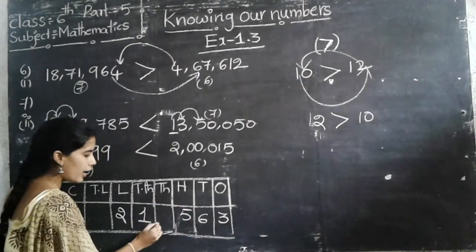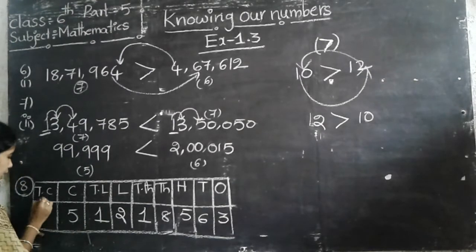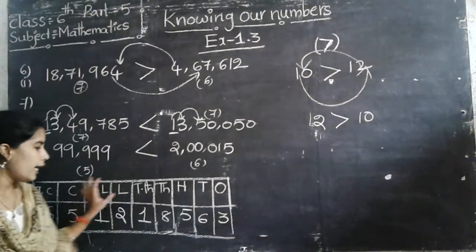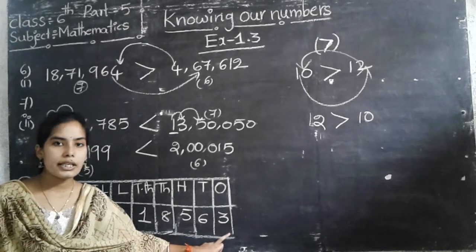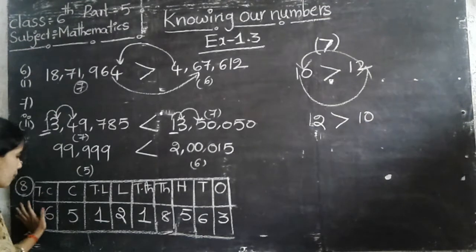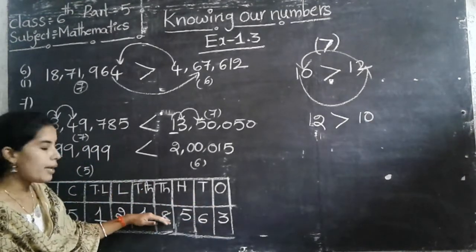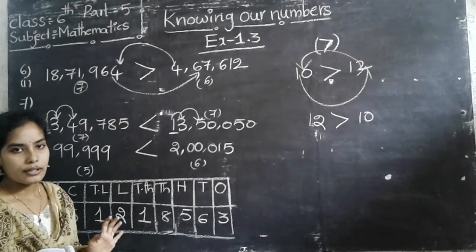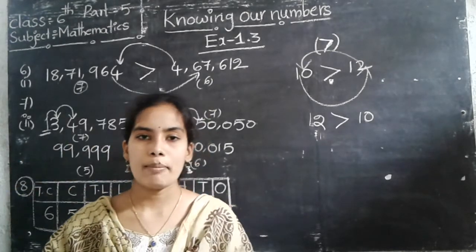Here I am writing 5 in the thousands place, 8, 10 lakhs, 1, and 10 crore, 6. So children, finally we get the total number 65 crore 12,18,563. Like this, we have to make 10 numbers. This is one number in total. Like this, we have to make the remaining 9 numbers. That is the example of the 8th bit. You have to write them. In the next class we will discuss the International System of Numeration.